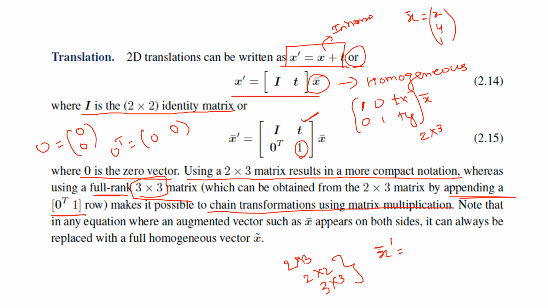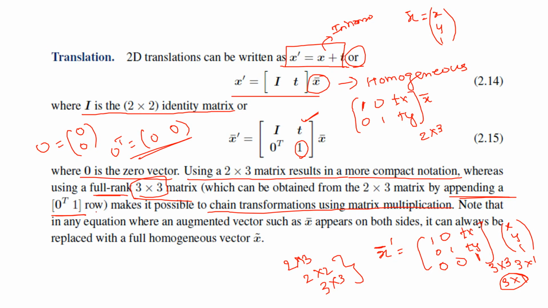So the transformed matrix is represented as x bar' equal to 1 0 0 1 tx ty, and the 0 transpose, 0 vector, is transposed as 0 0, and finally we are adding 1. So this 3 cross 3 matrix along with the x bar will result in a 3 cross 1 value, which is nothing but the translated one. So if you want to represent the normal 2D translation, then we have to represent this equation. If you want to represent in a homogeneous way, we can either use 2 cross 3 or 3 cross 3 matrix, but this 3 cross 3 matrix is preferable.